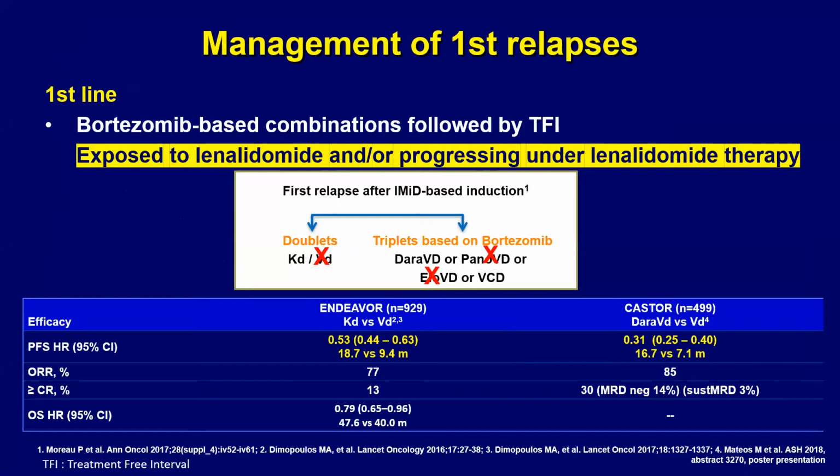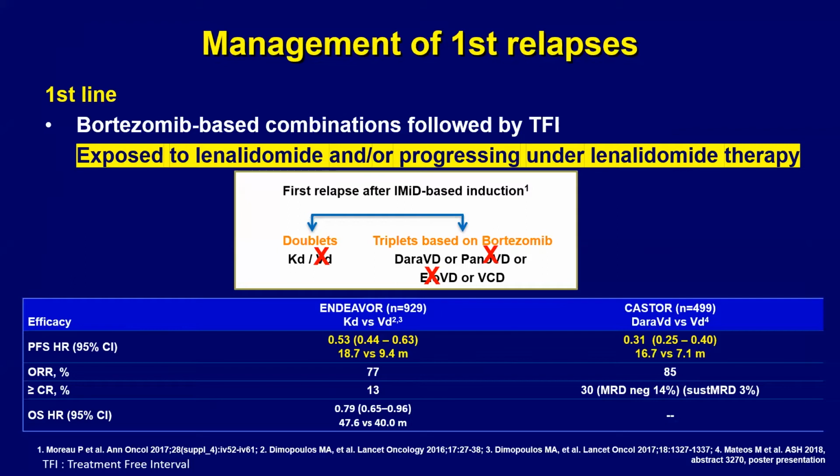Here is the management of first relapse, a bortezomib-based combination followed by a treatment-free interval, exposed to lenalidomide and/or progressing under lenalidomide therapy. That means lenalidomide refractory. So we can use a doublet, but using carfilzomib, a proteasome inhibitor, or a triplet, and this is actually more favorable. A triplet based on bortezomib with daratumumab, Velcade, and dexamethasone, or even DCD.